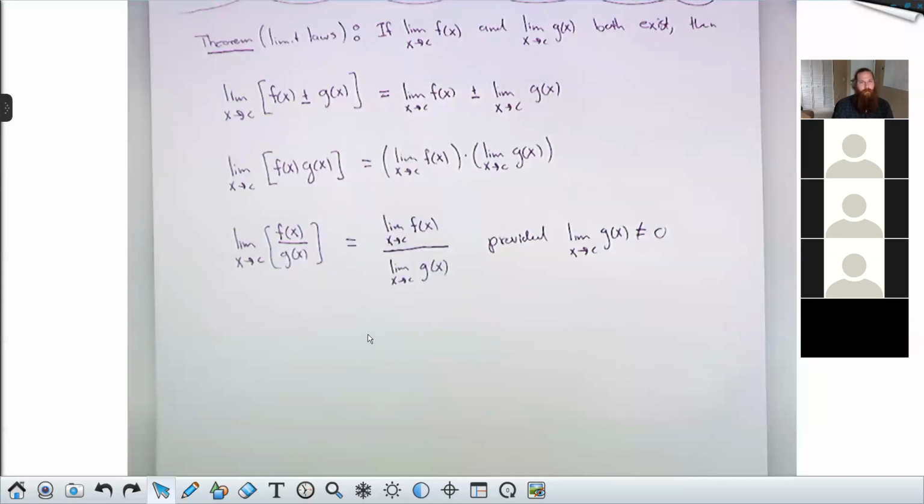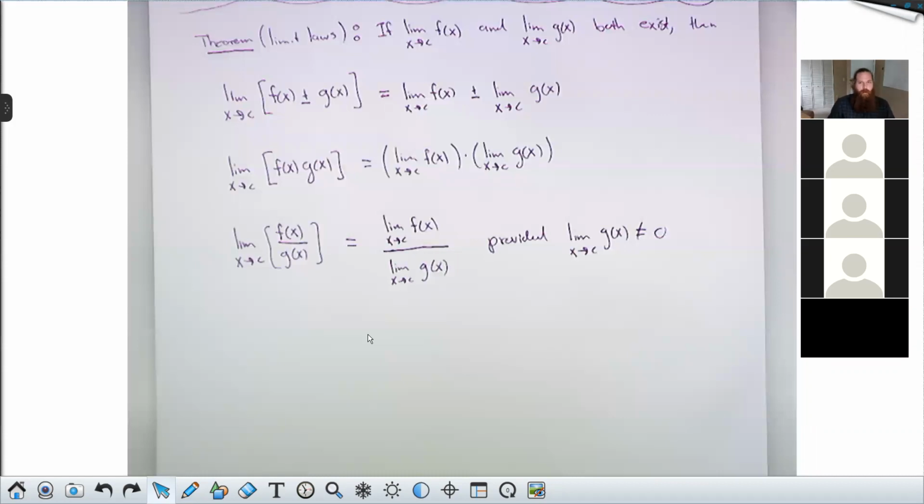That's the idea there. And just to clarify, you're saying as x goes to c? Mm-hmm. Yeah, all of these are as x goes to c, where c is just some real number, right? Could be anything.